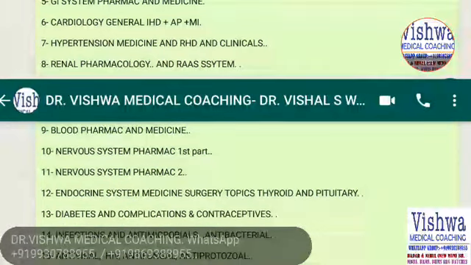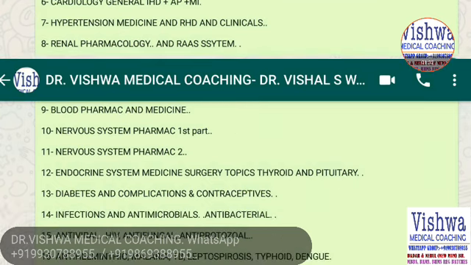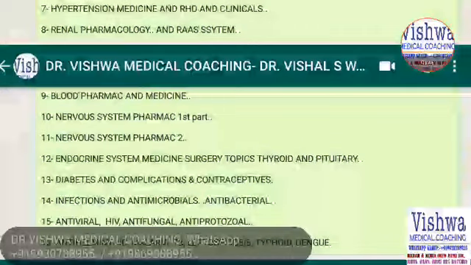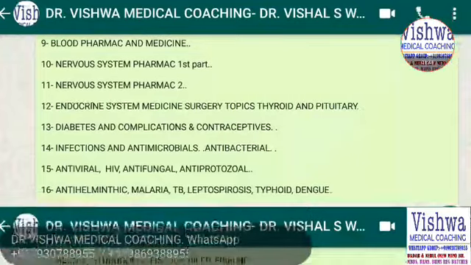In sixth topic, we're going to learn about the cardiology topic, general cardiology topics, ischemic heart disease, angina pectoris, myocardial infarction, medicine as well as pharmacology point of view. Seventh, we have hypertension medicine, the most important question in your career as well as in exams, and rheumatic heart disease and the rest of the clinicals in cardiology. Then we have renal pharmacology and the drugs acting on the RAS system.